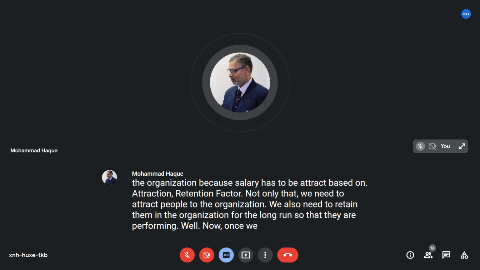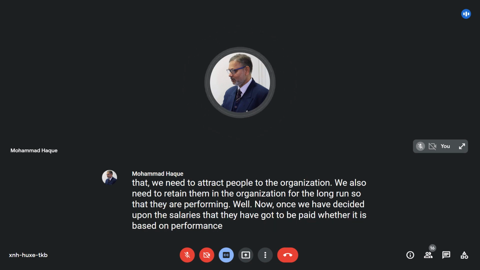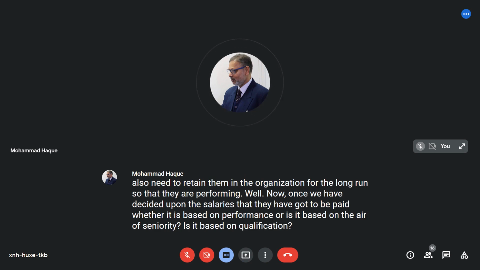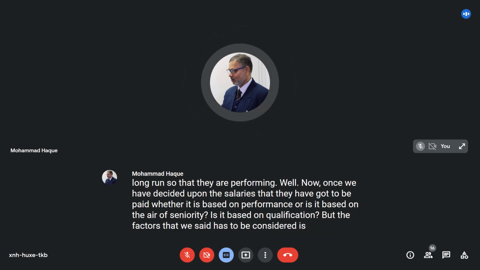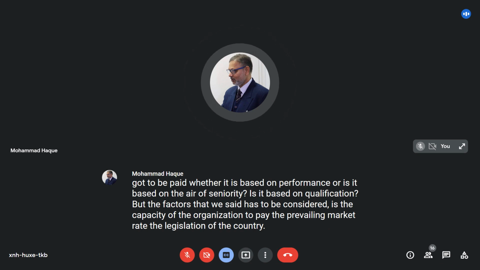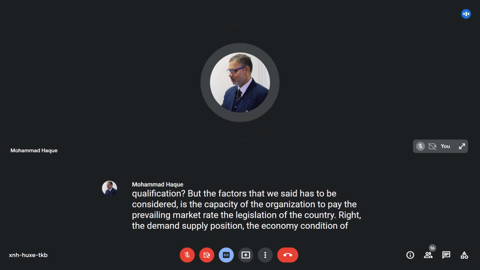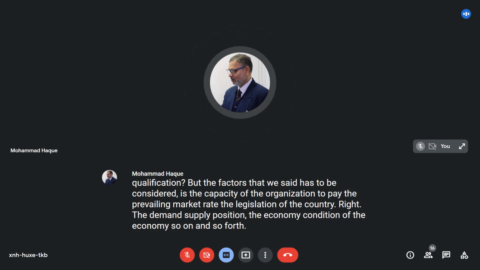Now, once we have decided upon the salaries that they have got to be paid, whether it is based on performance, or on years of seniority, or on qualification. But the factors that we said have to be considered are the capacity of the organization to pay, the prevailing market rate, the legislation of the country, right? The demand-supply position, the condition of the economy, and so on and so forth.